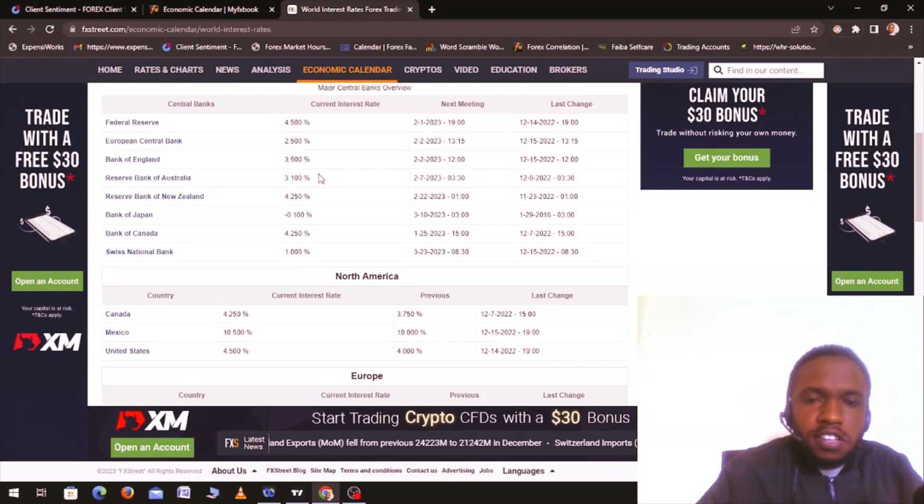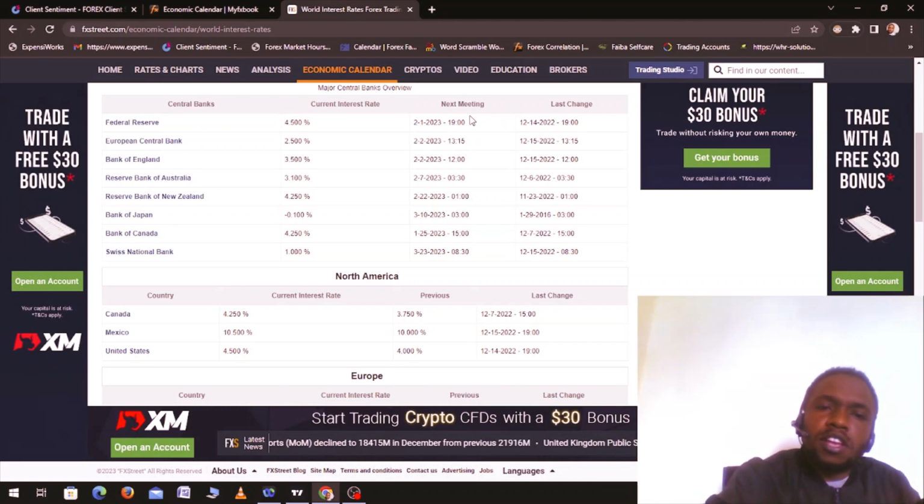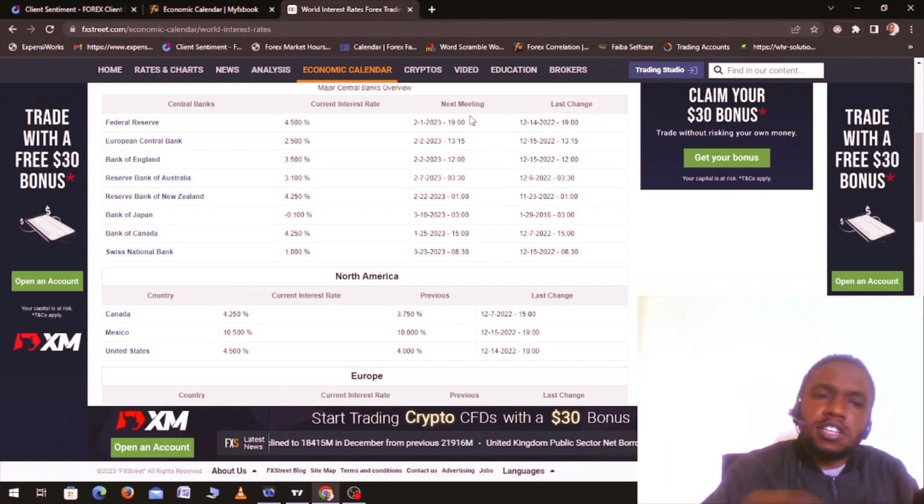and it gives you clear data on when the next meeting is. So you can clearly know when the next interest rate meeting is going to be discussed, and this determines a lot, like the future of the currency.